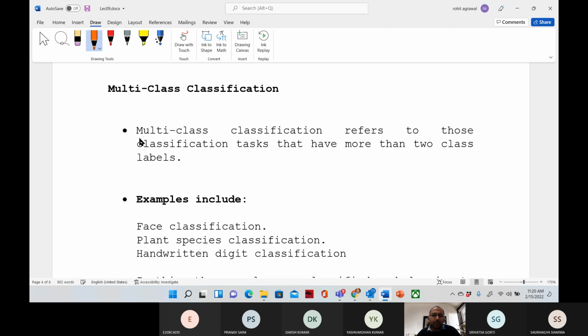Okay, now multi-class. The name itself tells the definition. Multi-class means we have more than two class labels.